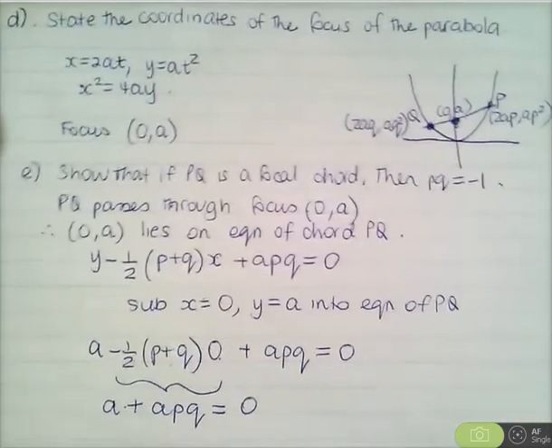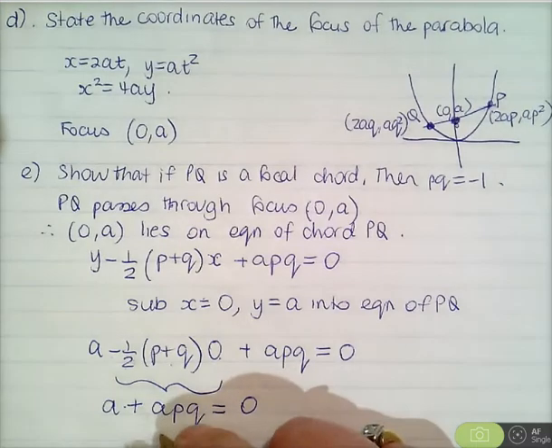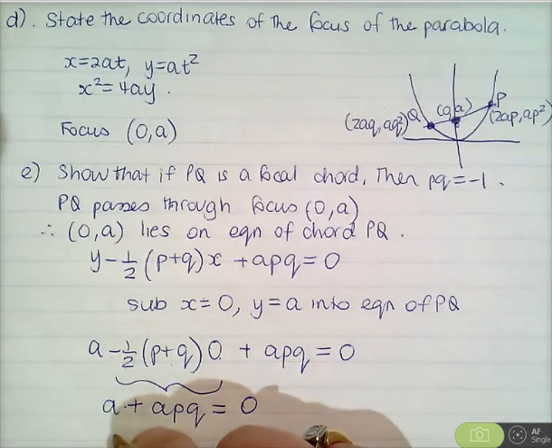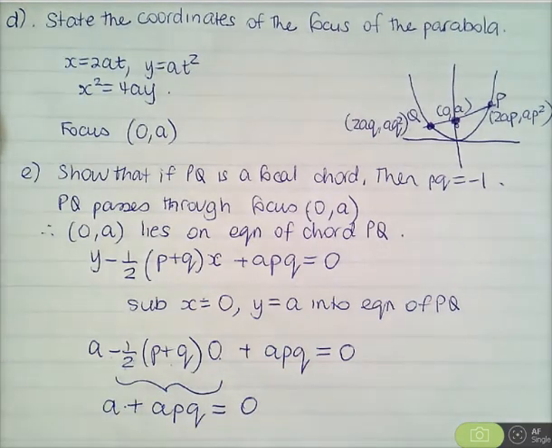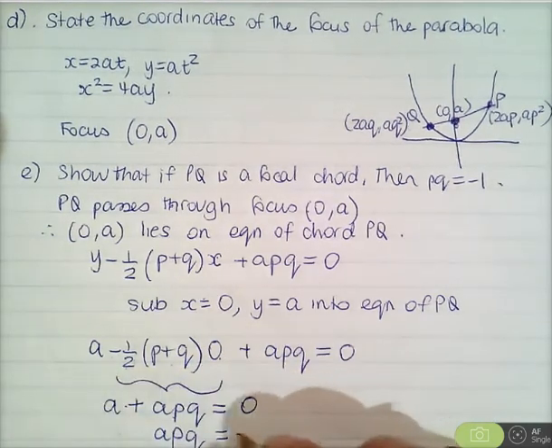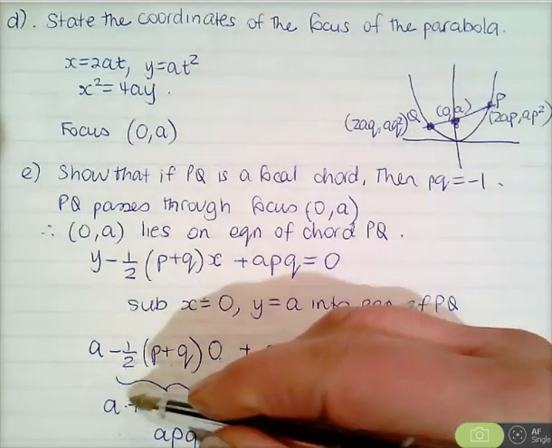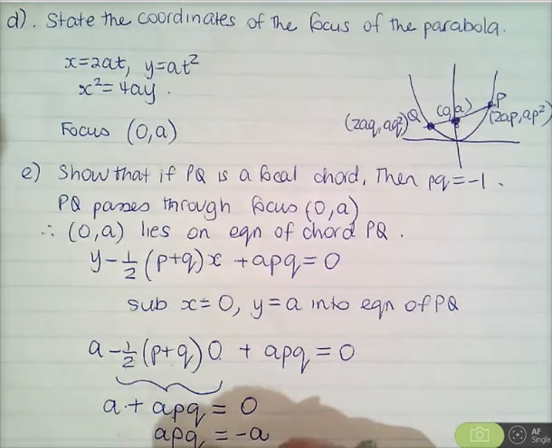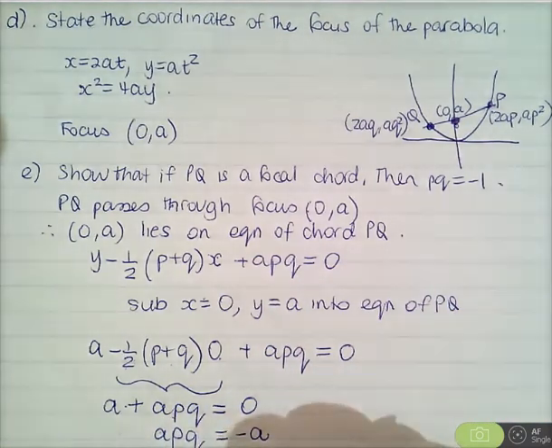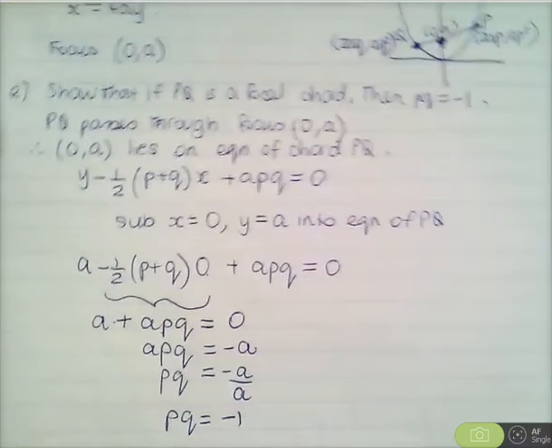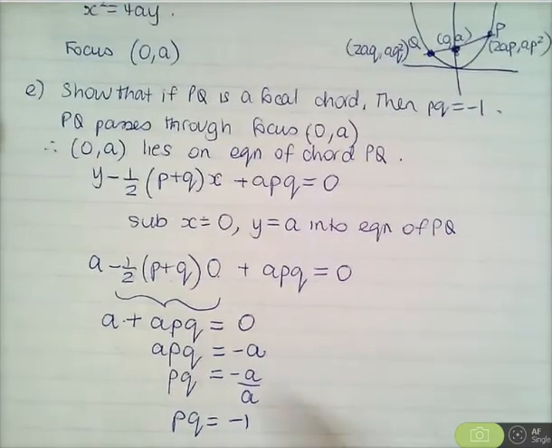Now what we can do here is either take the a to the other side, or we can factorize out the a. Because it's a linear function and not a quadratic function, so there are no squared terms, it would be okay to take this a to the other side if you want. So you've got a plus apq is 0, therefore we can say apq equals minus a. Now we can divide through by a and go that pq is minus a on a, in other words pq equals -1. Sorry, I'm just running off the screen there.